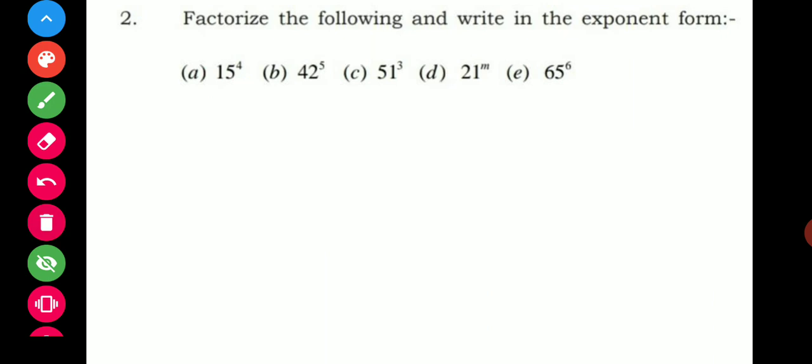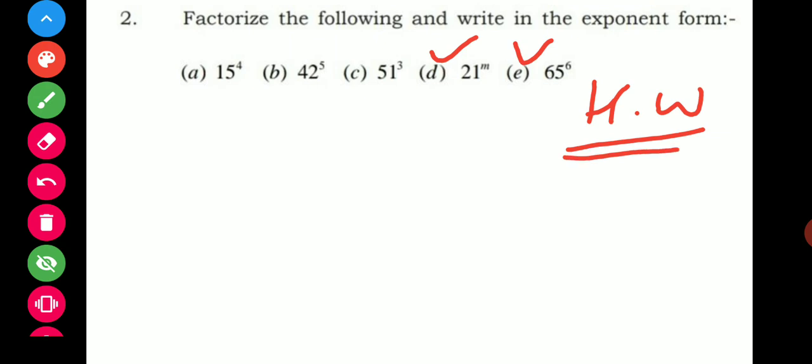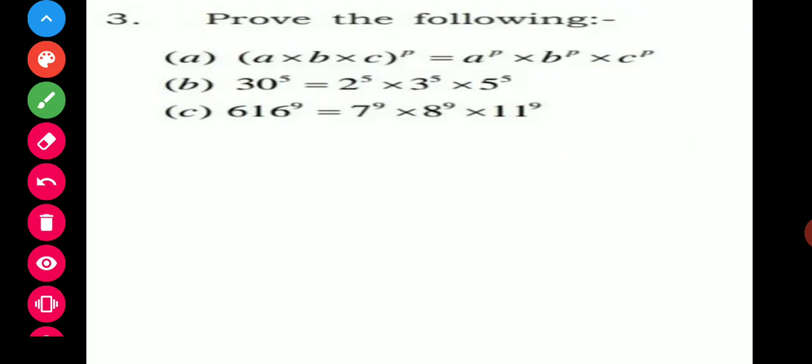Now the last two parts, that means D and E, are homework and you can do them at home. If it is not understood, you can ask me. Now come to the next question, that is the third question, given as prove that. Prove that the following. First one is A part, that is a into b into c to the power p is equal to a to the power p into b to the power p into c to the power p.